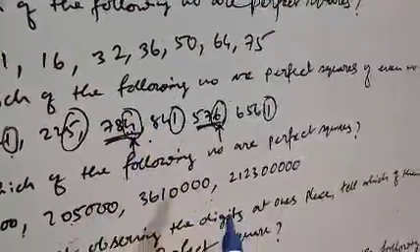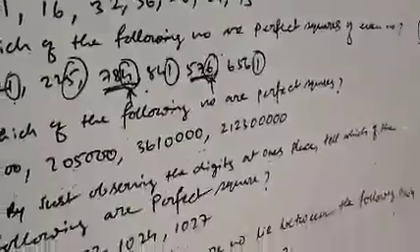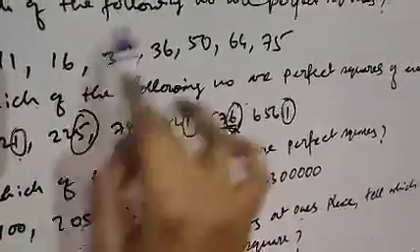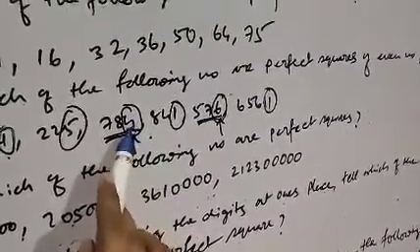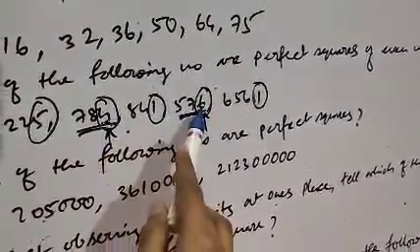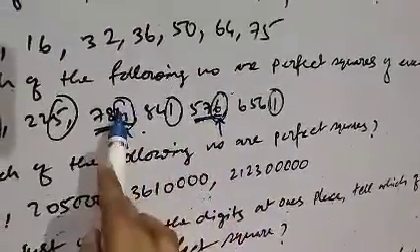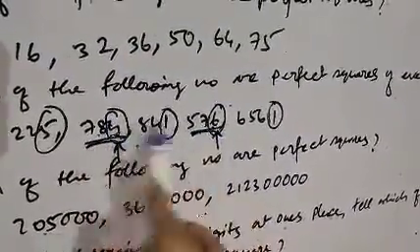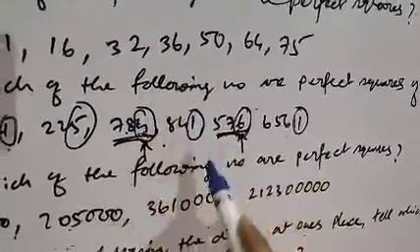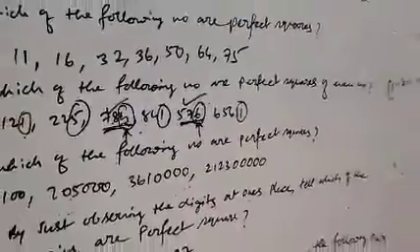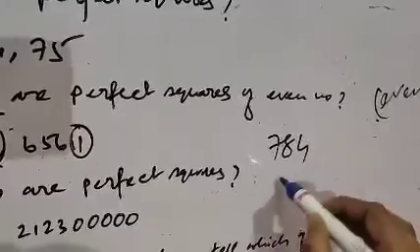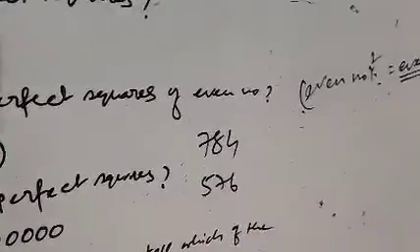If the ones digit is even, then the whole number is even. So 4 is an even number, it is divisible by 2, and 6 is also an even number, it is also divisible by 2. That means 784 and 576, these two numbers are even numbers. So the square of even numbers will be an even number, and these two numbers are perfect squares of even numbers.